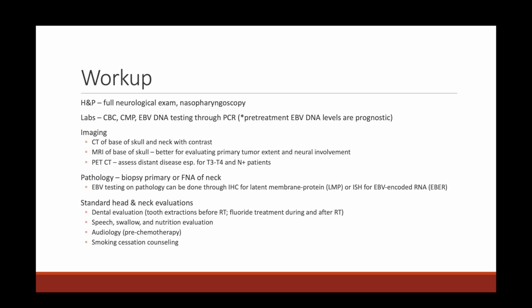In terms of imaging, just to reiterate, we always get a CT of the base of skull and the neck with contrast, and then an MRI of the base of skull is really paramount, especially if you are suspicious of neural invasion. A PET CT is really helpful to help assess for distant disease, especially for T3 to T4 tumors and node-positive patients. In terms of pathology, a biopsy of the primary or an FNA of the neck is typically sufficient. And we can also test for EBV on pathology.